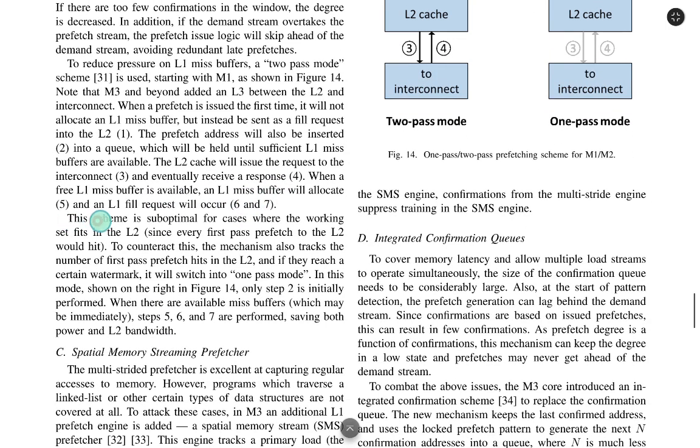The scheme is suboptimal for cases where the working set fits into the L2, since every first pass prefetch to the L2 would hit. To counteract this, the mechanism also tracks the number of first pass prefetch hits in the L2, and if they reach a certain watermark, it will switch into one pass mode. In this mode, shown on the right in figure 14, only step 2 is initially performed. When there are available miss buffers, which may be immediately, steps 5, 6 and 7 are performed, saving both power and L2 bandwidth.